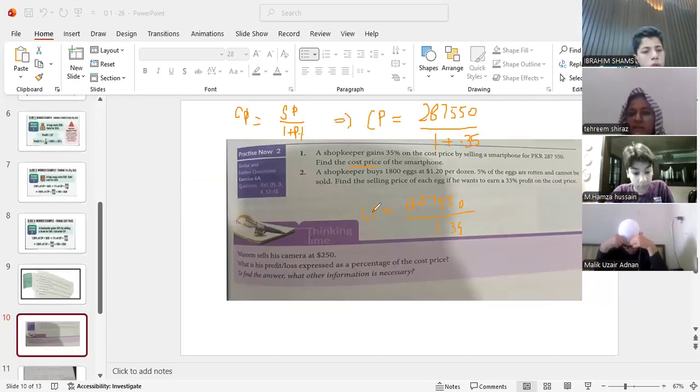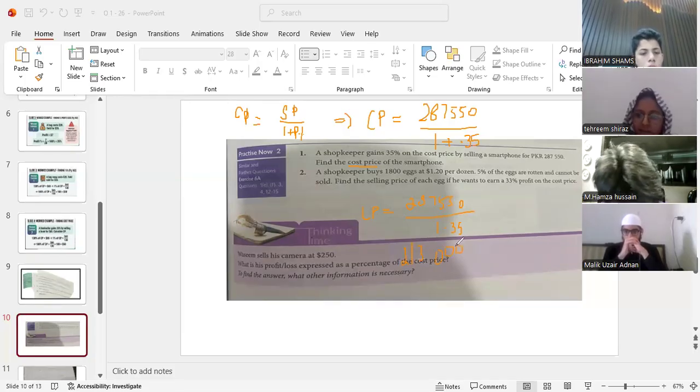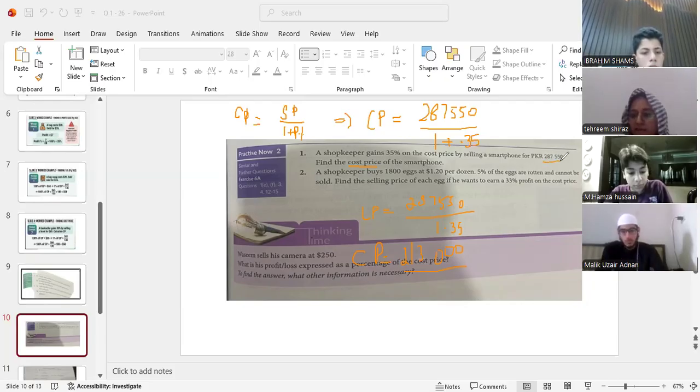I have already done this in the next slide. I will show you. Okay, when we divide 287,550 by 1.35, the answer is 213,000. This is our cost price. If the cost price is 2,13,000, then he will be able to earn the profit of 35% by selling the smartphone at this price. Is this clear to everyone?